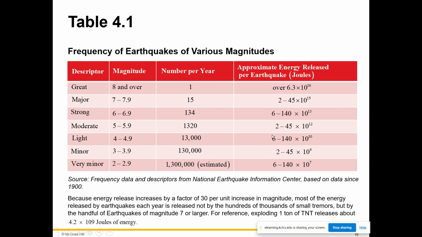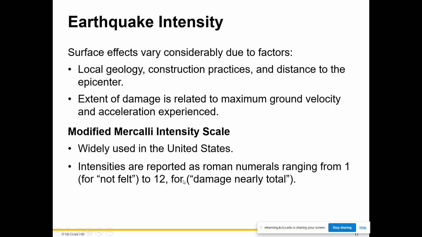Here is just a chart showing the frequency of the different sizes of earthquakes. So you get about 1 earthquake of magnitude 8 or greater a year. But then you get up to, like, 13,000 magnitude 4 to 5 earthquakes a year.